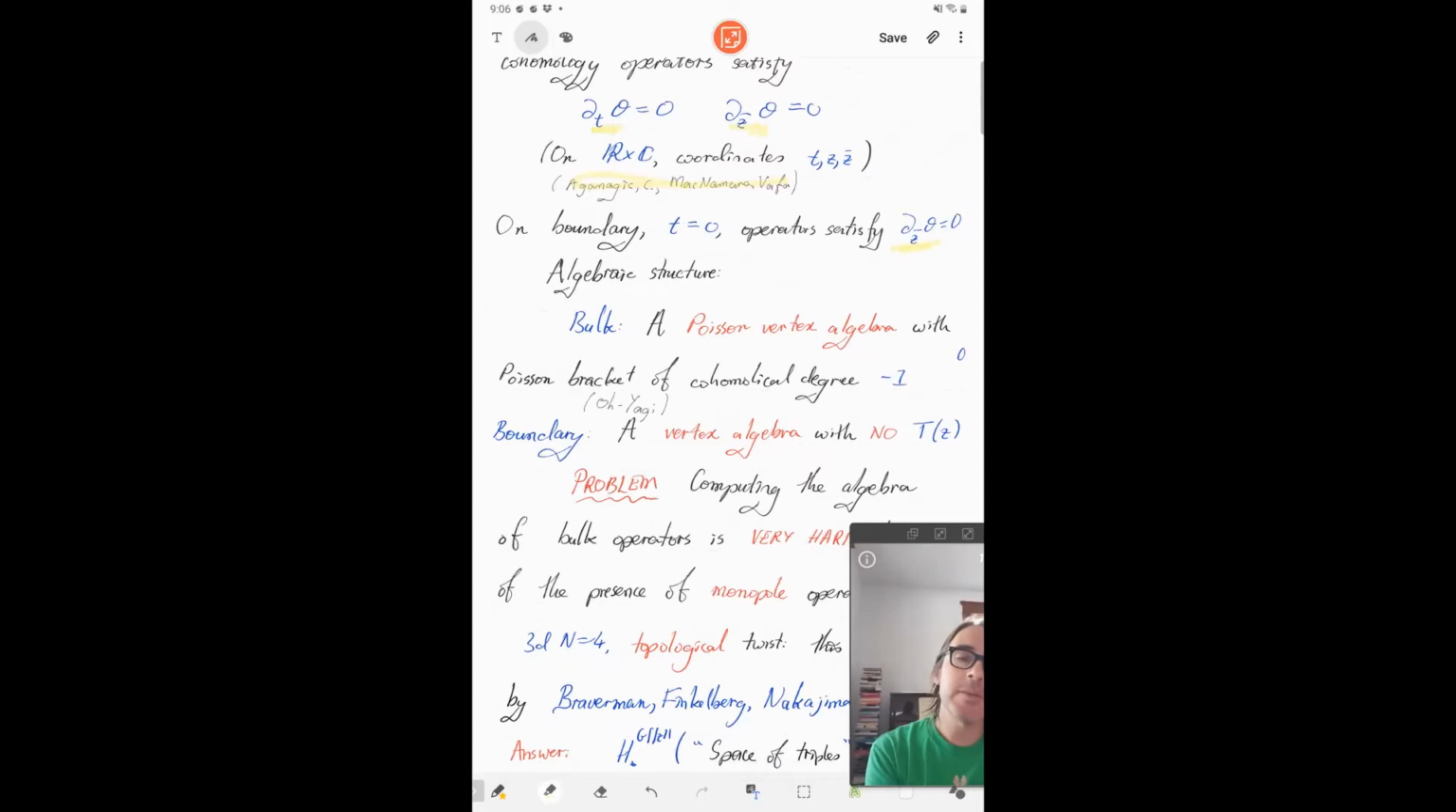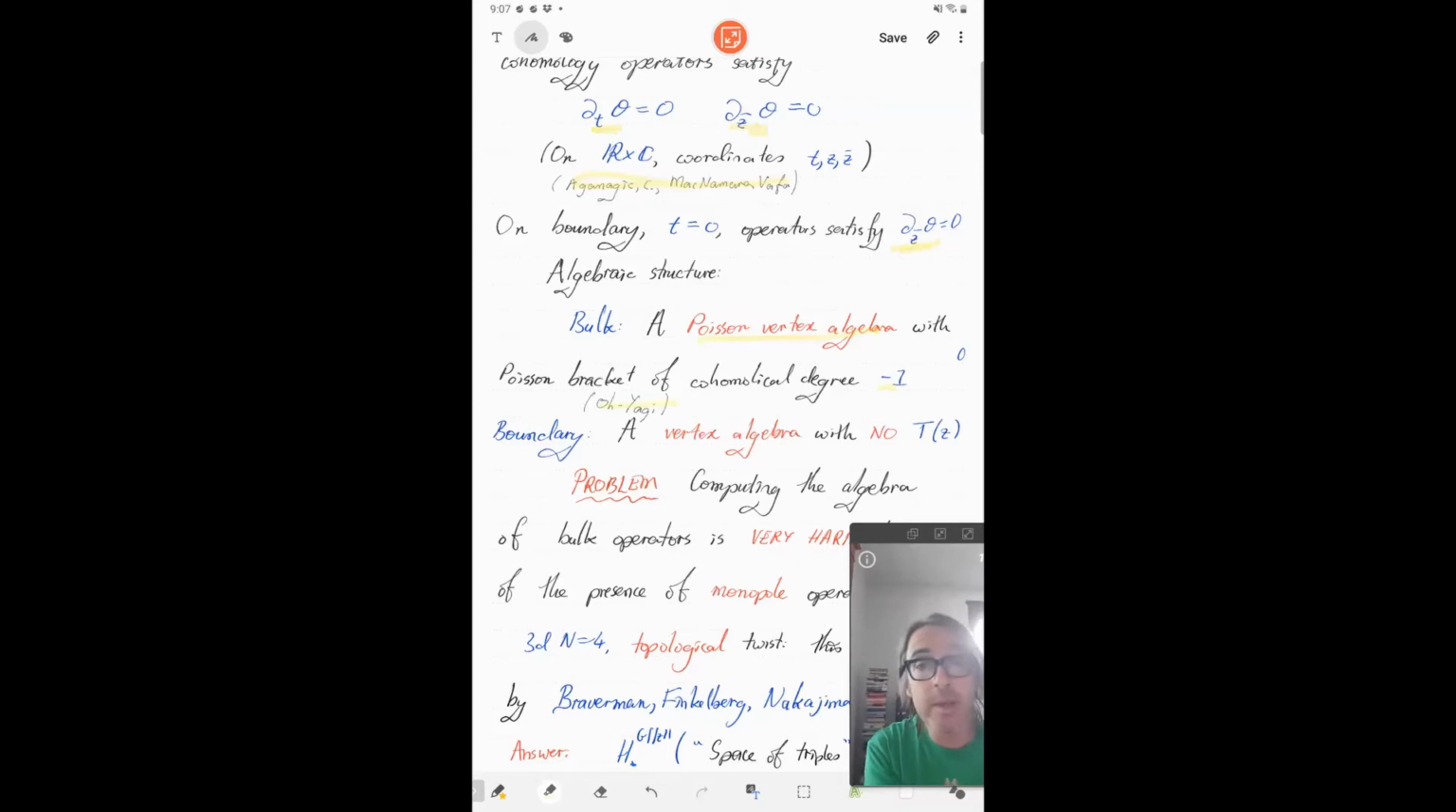If I was thinking about describing this in the physical language, from more of a physics point of view, so in the bulk, I would say it's a Poisson vertex algebra, where the Poisson bracket is of degree minus one. This was studied in a recent paper of Owen Gwilliam. Let me bring up this other thing up here, which is supposed to explain this.